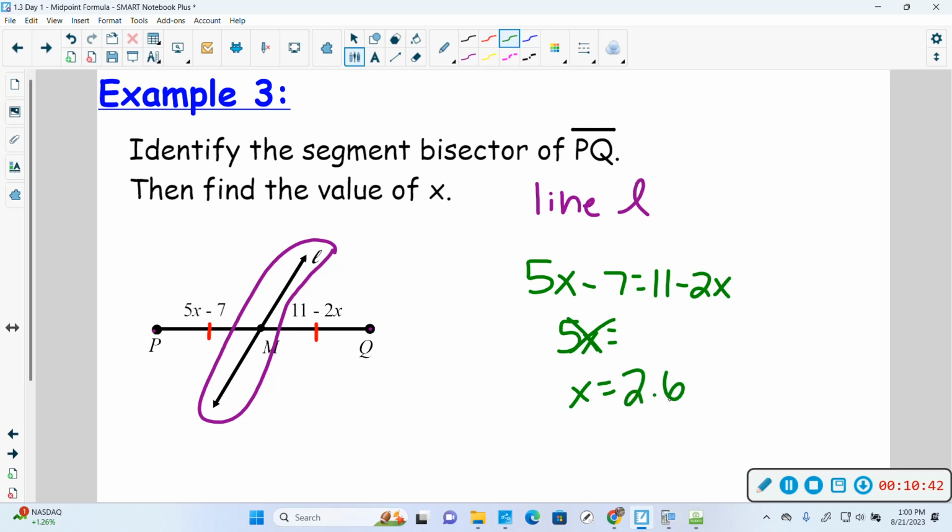And then, of course, yours also wants you to find PQ. So this is why I said just round that to the tenth, and you're probably going to need your calculator. So in your calculator, what's 5 times 2.6 minus 7? And then what would be the length of the whole thing? 12.